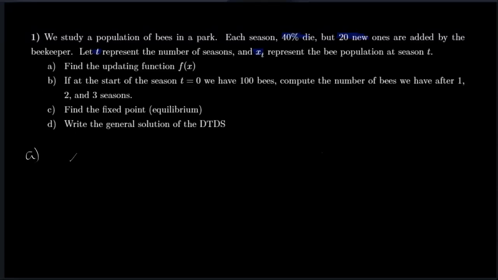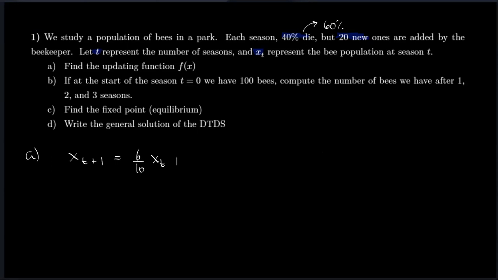So if we look at the population of bees next season, T represents the season, so X of T plus 1 is next season. What do we see? 40% of them die, which means that 60% of them stay. So we have 60%, or 6 over 10, times X of T. This means that the bees next season, X of T plus 1, is going to be 60% of the bees this season, because 40%, 4 over 10, die.